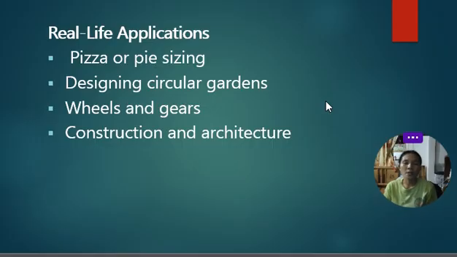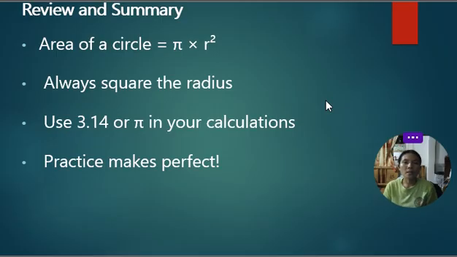In real life, applications include pizza or pie sizing, designing circular gardens, wheels and gears, and construction and architecture. In summary, the area of a circle is equal to pi times r squared. Always square the radius. Then use 3.14 or pi on your calculator.